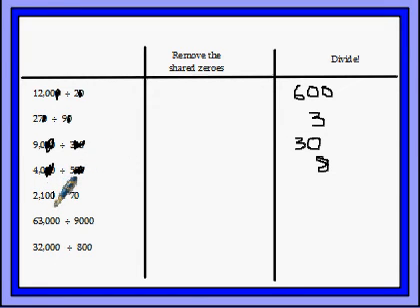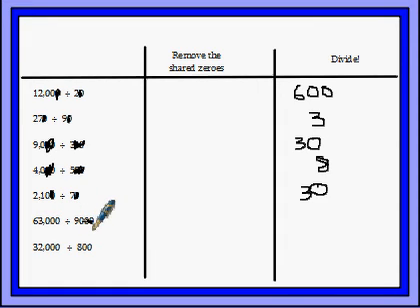2,100 divided by 70. I've only got 1 zero in 70, so I can only get rid of 1 zero over here. 21 divided by 7. That's 3. And then I've got a 0 in my question that I didn't cross out yet, so I'm just going to carry that over into my answer and make that 30.